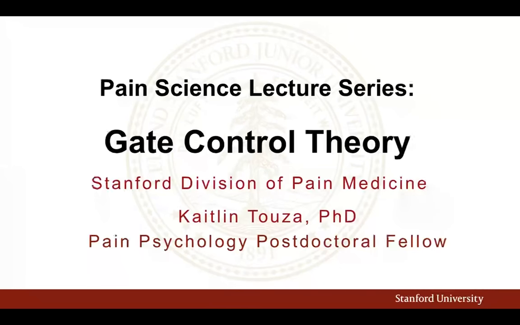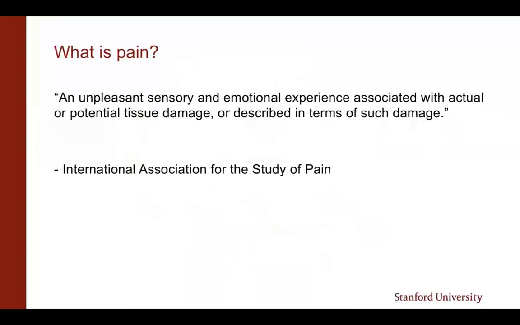I'm going to be talking to you about the gate control theory of pain. And first, let's talk about what pain is. So our brain is essentially a danger and error detecting machine. That's what it was designed to do, to keep us alive. And pain, at its most basic purpose, is a danger signal.